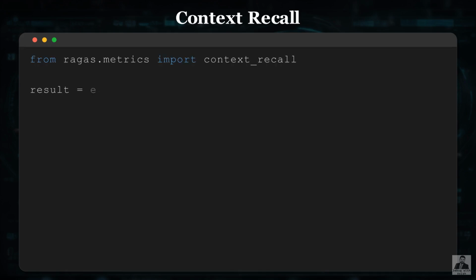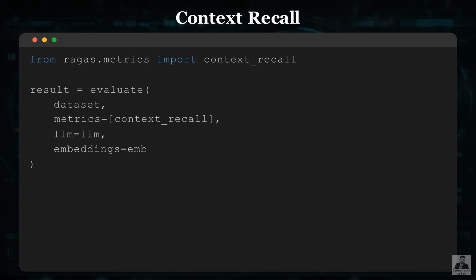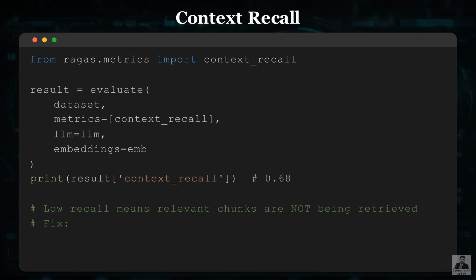Context recall requires the ground truth column because it measures how much of the reference answer is supported by the retrieved chunks. A score of 0.68 means 32% of the information needed to answer correctly was never retrieved at all. This is a retrieval gap. The fix is to increase K, improve your chunking strategy, or add hybrid search from episode 6. Low recall is not a prompt problem. It is a retrieval problem.